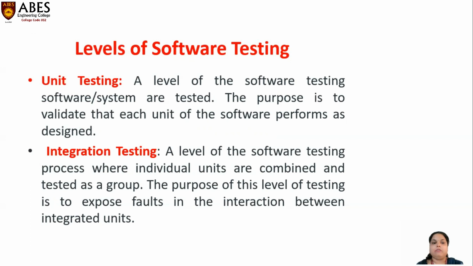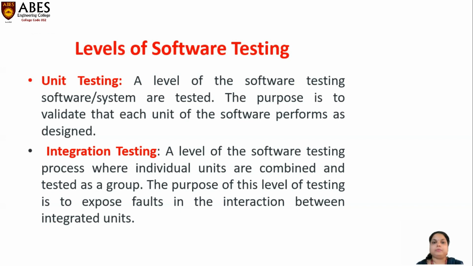Then we go to the second level of testing. The second level of testing is integration testing, a level of the software testing process where individual units are combined and tested as a group. The purpose of this level of testing is to expose faults in the interaction between integrated units. That means in this level of testing, we combine the individual units and then test whether there are bugs or errors. If not, then we combine another unit with the modules and then do the testing.